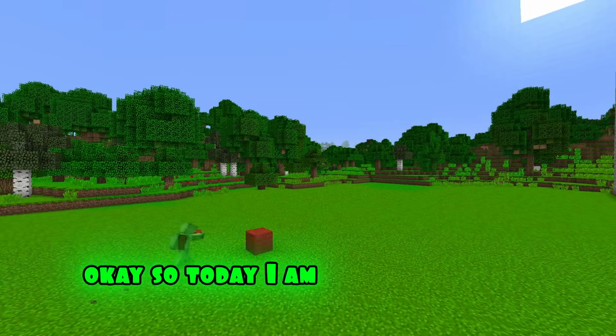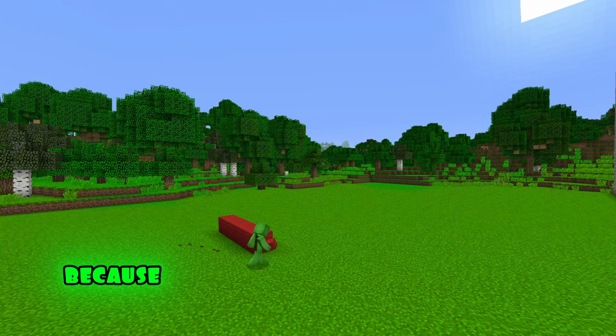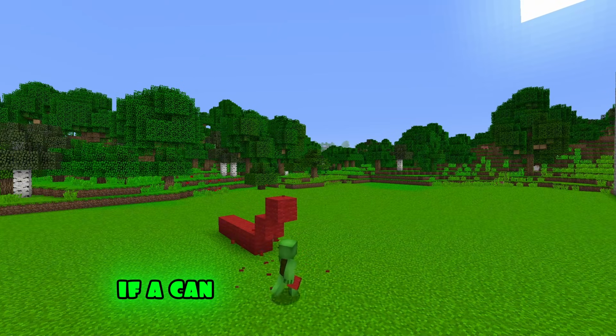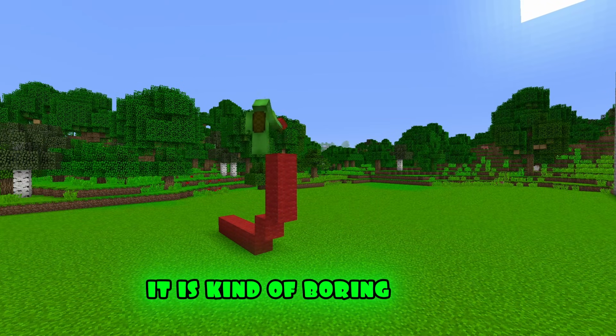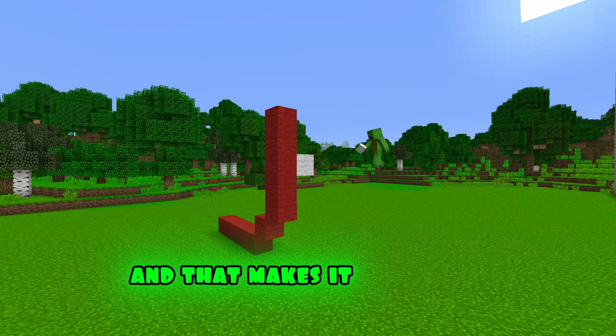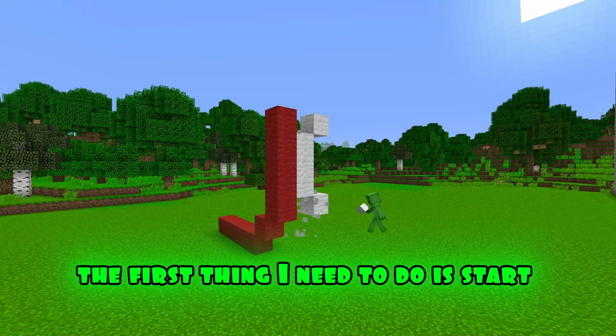Round 1. Okay, so today I am going to build a Coca-Cola can, and it is going to be lying on its side because I think that looks way cooler than just a can standing up straight. If a can is just standing there, it is kind of boring, right? But when it is on its side, it looks like someone knocked it over, and that makes it way more interesting to look at.